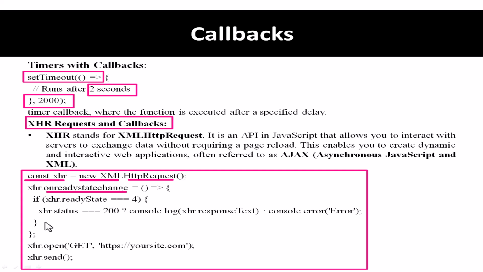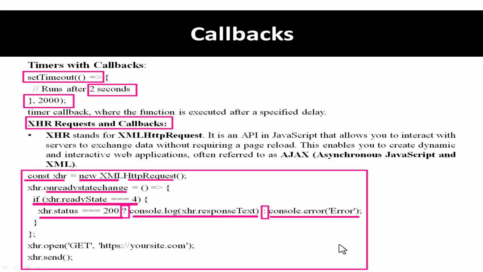Within this one, you are using a condition. If XHR.readyState is equal to 4, then it is going to check whether XHR.status is 200. This is going to return console.log of the response text, whatever response text is delivered. Here you are using a ternary operator. If XHR.status is true, then this particular thing will be executed and printed in the console.log. Else, using the colon part, console.error, it is going to print an error.